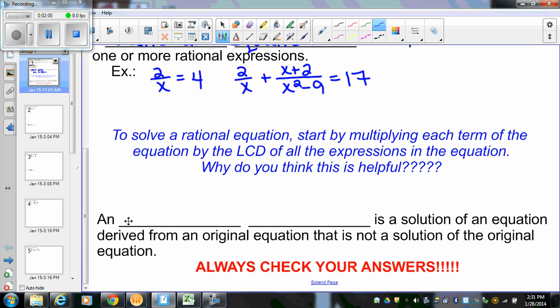So once you solve it, you may end up with what are called extraneous solutions. We have already talked about these at other points this year. An extraneous solution is a solution of an equation that is derived from an original equation but would not be a solution of the original. Basically, it's an answer you end up with, but if we went back to the very original problem, that answer would not work. You'll see why when we get to those. Bottom line, always check your answers back in the original equation.